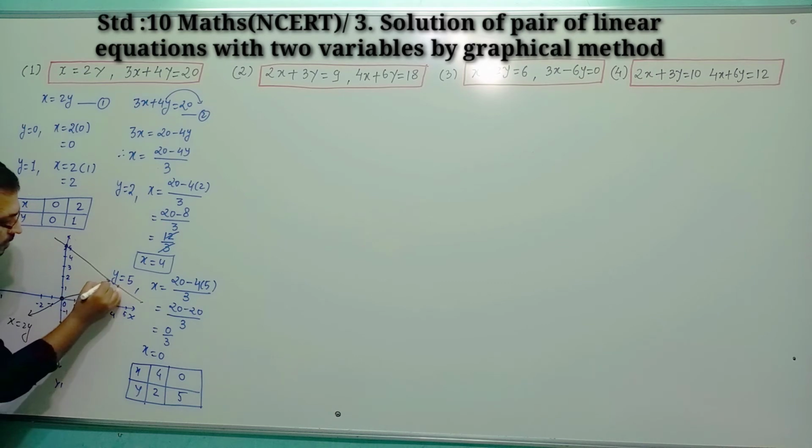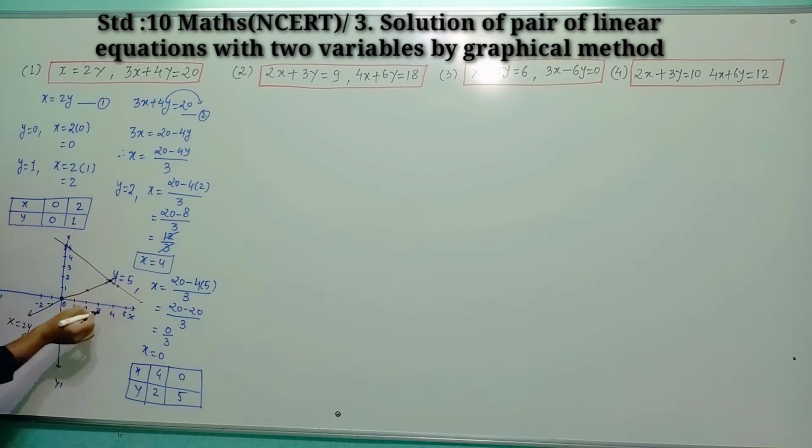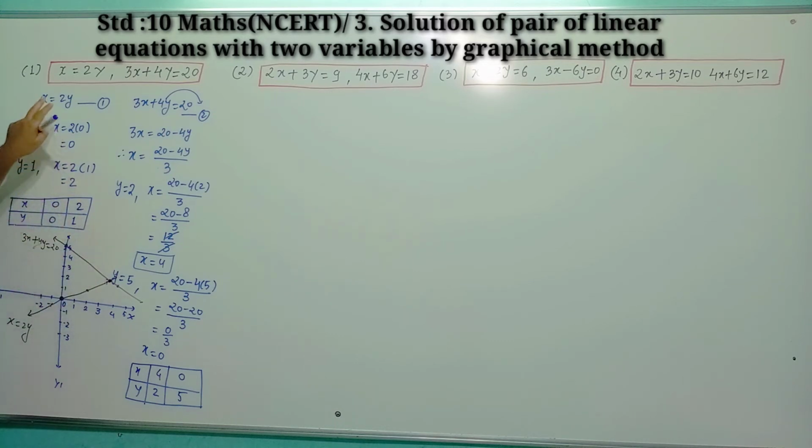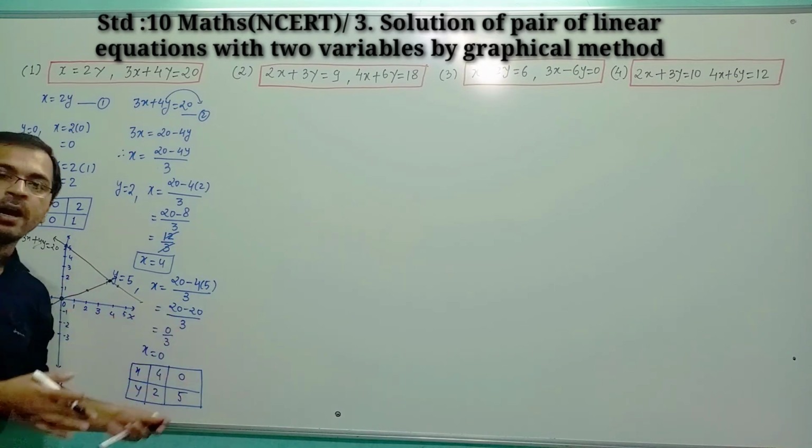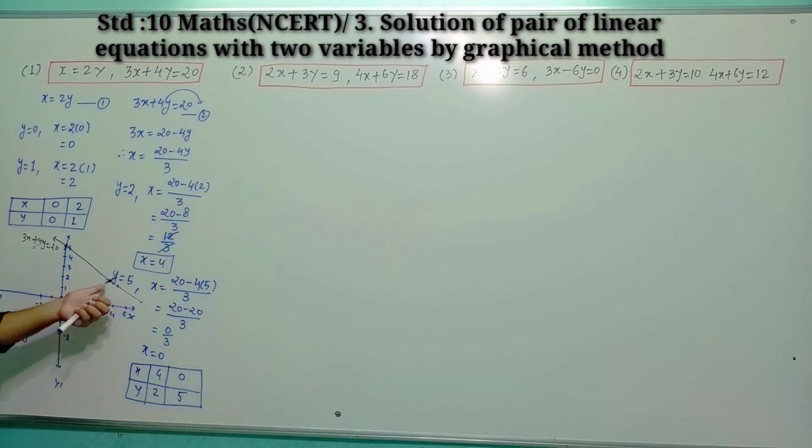So students, this is a point where these two lines, 3x plus 4y is equal to 20 and x is equal to 2y, intersect at this point. Right students, this is the point where we are getting the unique solution of this pair of linear equations in two variables. We are not getting the exact values over here. If you plot all these things on the graph, you will get the exact value of the unique solution of this pair of linear equations in two variables.